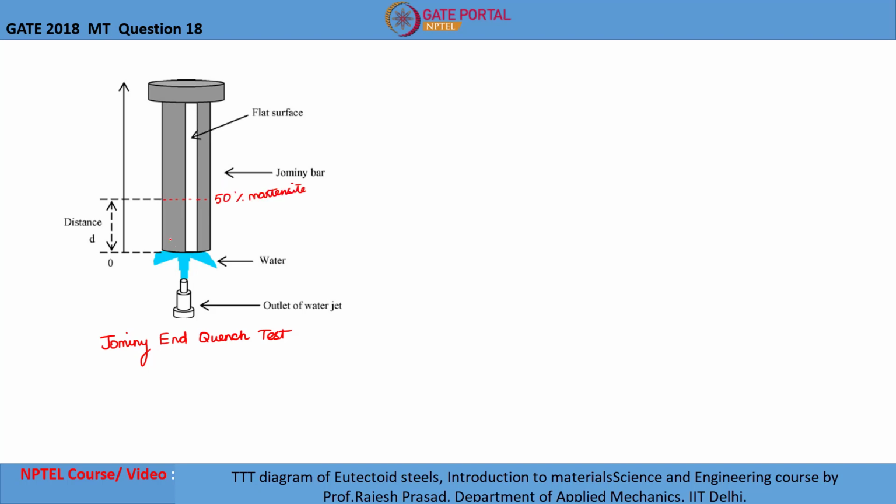So in this question we need to find the sequence of microstructure from the quenched end, that is from bottom to top. From the schematic we can say that the cooling rate will be highest at the bottom end, and as it approaches towards the top the cooling rate decreases. Let us now look at the continuous cooling transformation diagram of eutectoid steel.